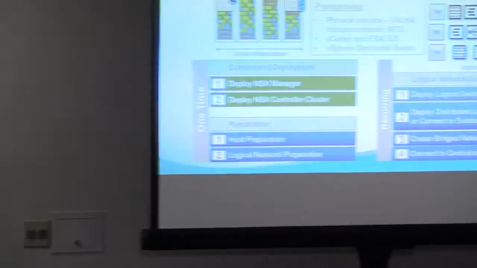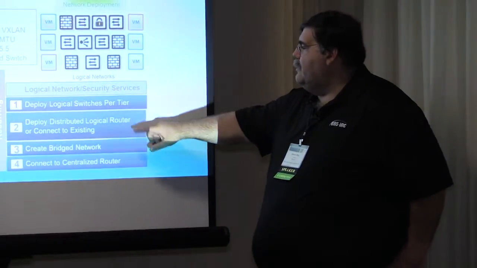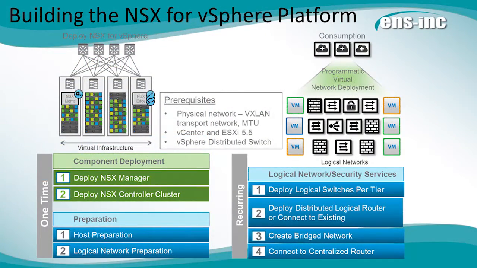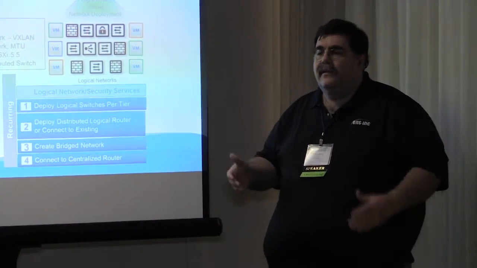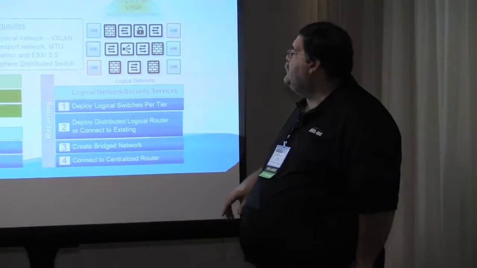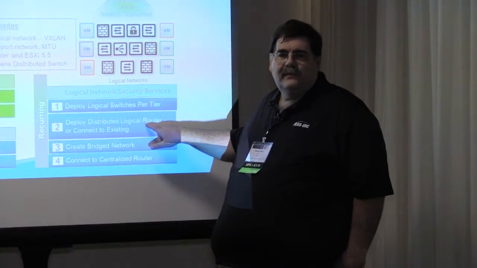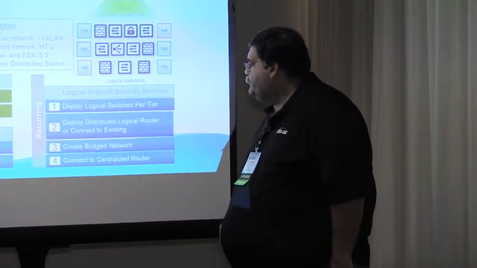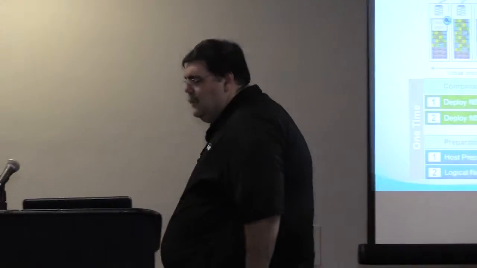All right. Then on the recurring side, say I want to deploy a new application. I'll go ahead and deploy the logical switches per tier. Deploy the distributed logical router or connect to an existing one. Create a bridge network. I didn't go into it here, but we can do bridging between the VXLAN and the VLANs. That bridging is done on the host where the distributed logical router control VM sits. Okay. And then connect to a centralized router, so we get access to the external networks.